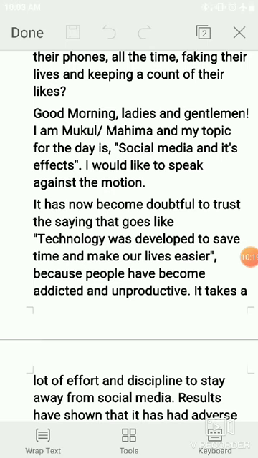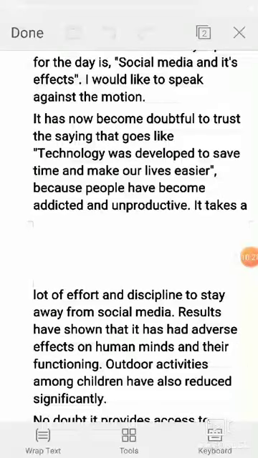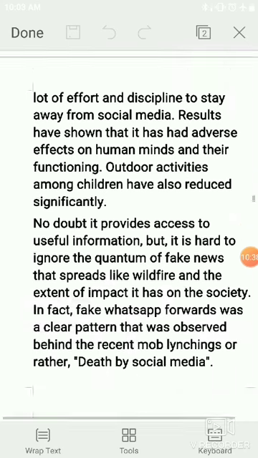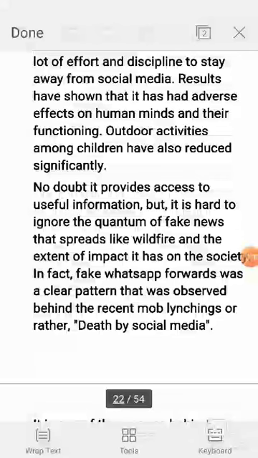It has now become doubtful to trust the saying that technology was developed to save time and make our lives easier, because people have become addicted and unproductive. It takes a lot of effort and discipline to stay away from social media. Results have shown that it has had an adverse effect on human minds and their functioning. Outdoor activities among children have also reduced significantly.